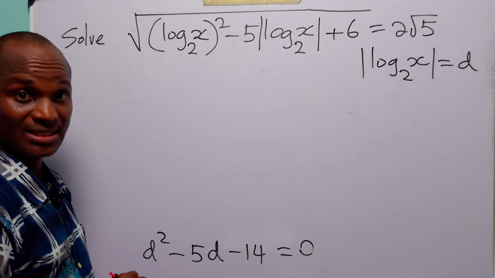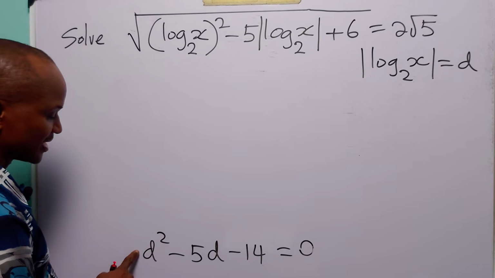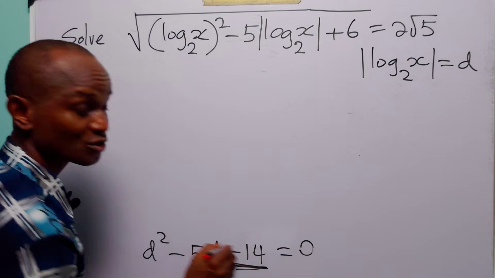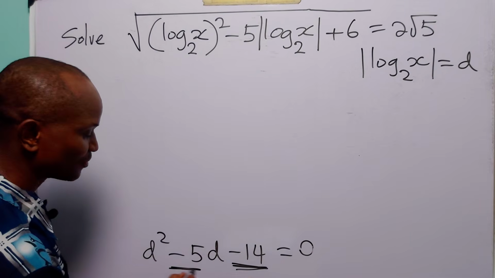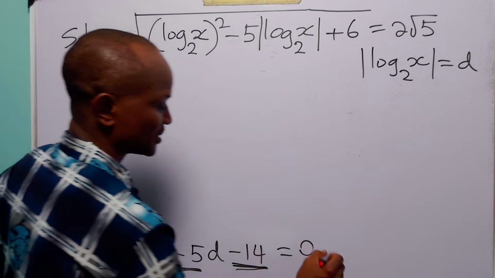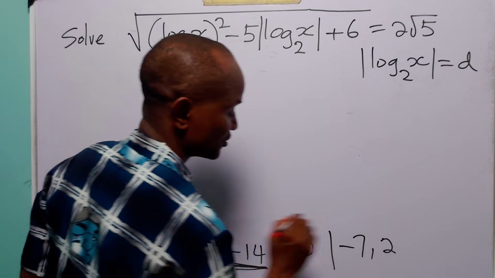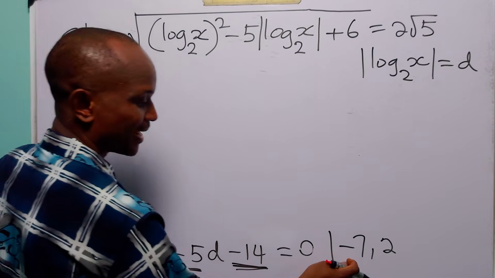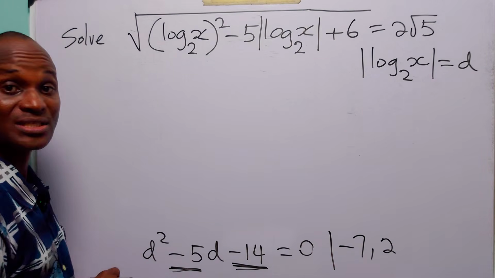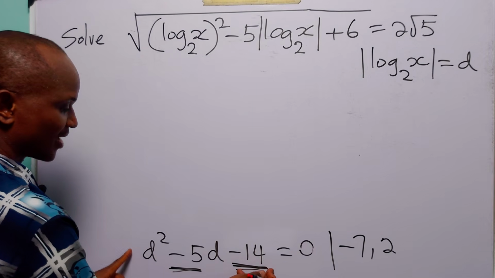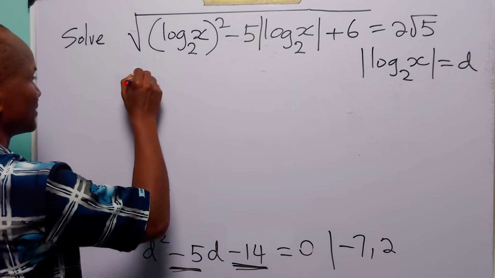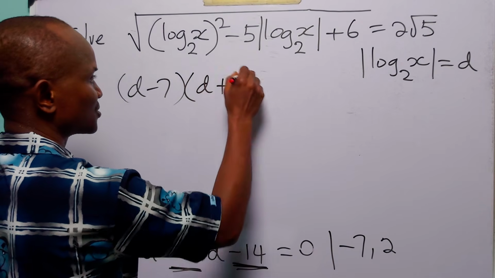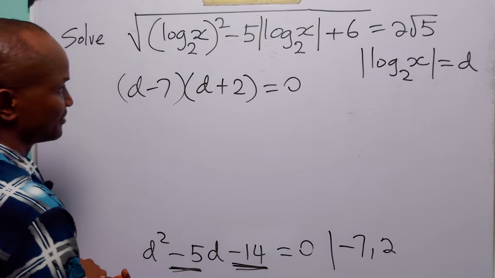Now, we can solve this quadratic equation by factorization. Since the coefficient of d squared is 1, all we need to do is to find the factors of minus 14 that add up to minus 5. Those are going to be minus 7 and 2, because minus 7 times 2 is going to give us minus 14, while minus 7 plus 2 is going to give us minus 5. So we can factorize this left-hand side as (d minus 7) multiplied by (d plus 2) is equal to 0.